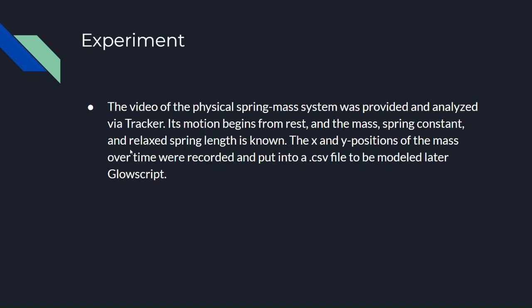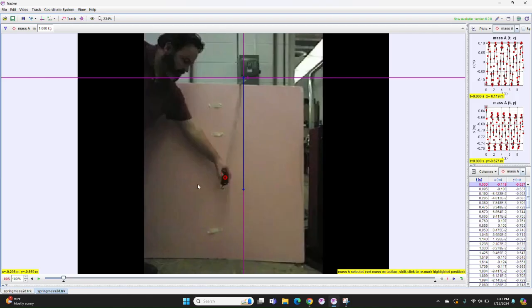So for the experiment, the video of the physical spring mass system was provided and analyzed via Tracker. Its motion begins from rest, and the mass, spring constant, and relaxed spring length are known. The X and Y positions of the mass over time were recorded and put into a CSV file to be modeled later in GlowScript. So here is the video in Tracker.